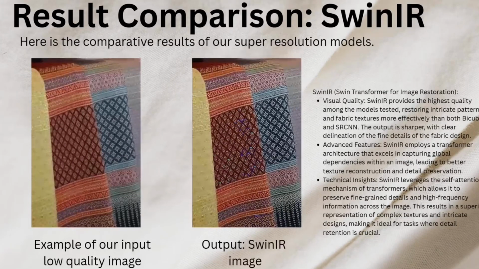The next one we tried was SwinIR. It provides the highest quality among the models tested. It restores the intricate patterns and fabric textures more effectively than both bicubic and SRCNN. The output is sharper, it has clear lines, and the details of the fabric design are finer.